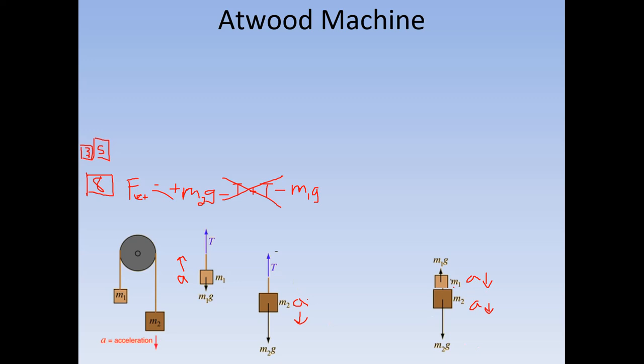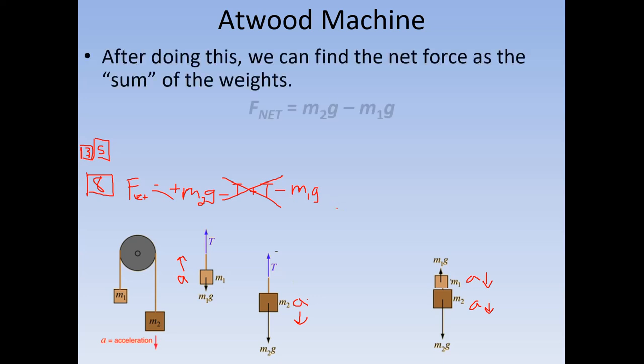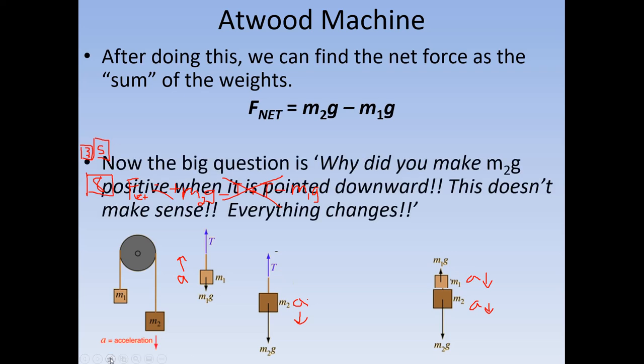So that's kind of what this ends up looking like if I combine it. And now we can see that M2G and M1G are in opposite directions, which is what we get here, that the net force is actually the difference in these two weights.